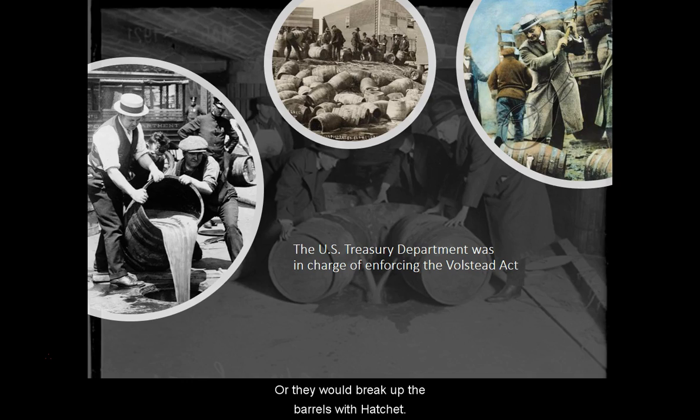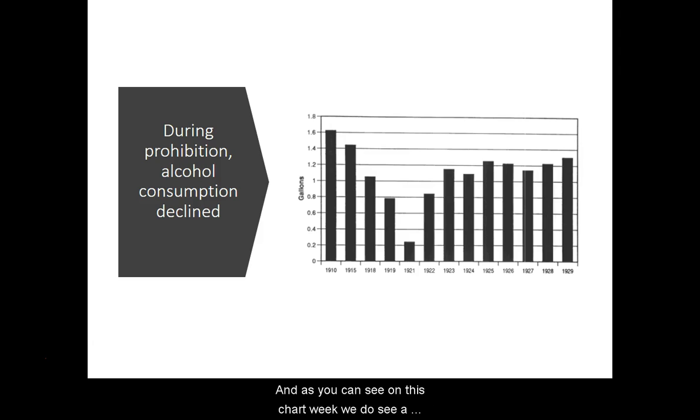Or they would break up the barrels with hatchets. Or they would throw bottles out the window. Anything they can do to really get rid of alcohol that was meant for public consumption. And as you can see on this chart, we do see a decrease in consumption of alcohol.